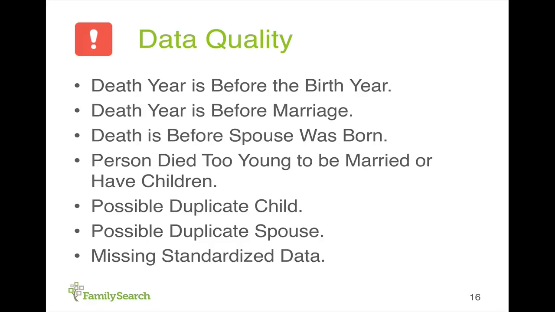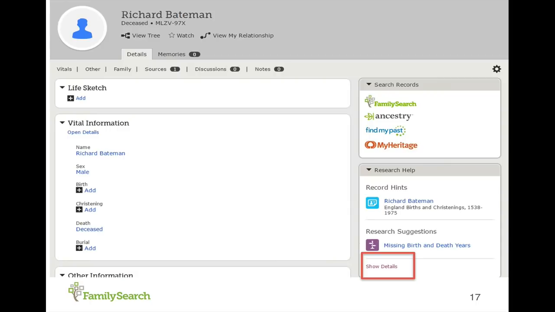Here's some more of these. Death year is before the birth year. Death year before the marriage. Possible duplicate child. It was not uncommon for people to have a child, and if that child passed away, their next child, they gave it the same name. It happened all the time, but we show you that, hey, we have two children with the same name in your tree, and let you make the determination if they truly are duplicates or if they're just different children with the same name or not.